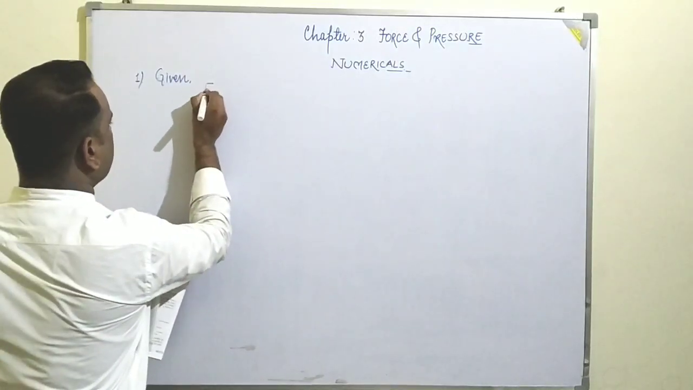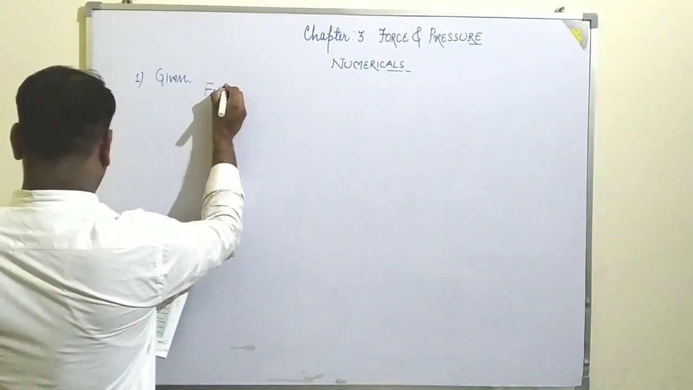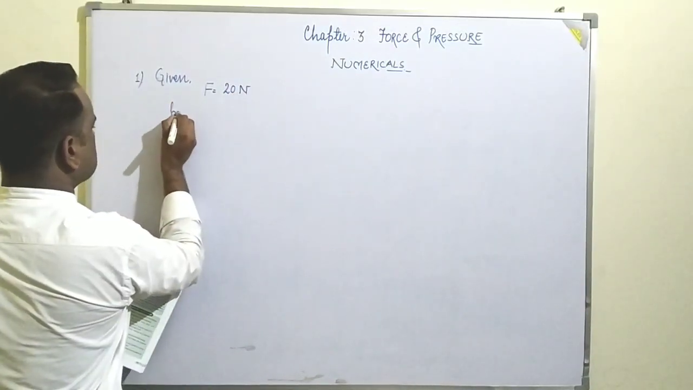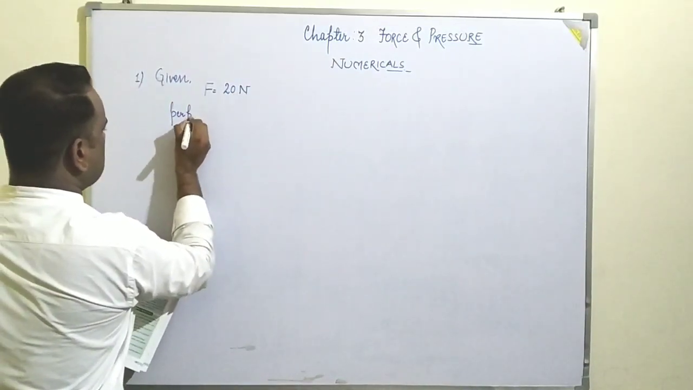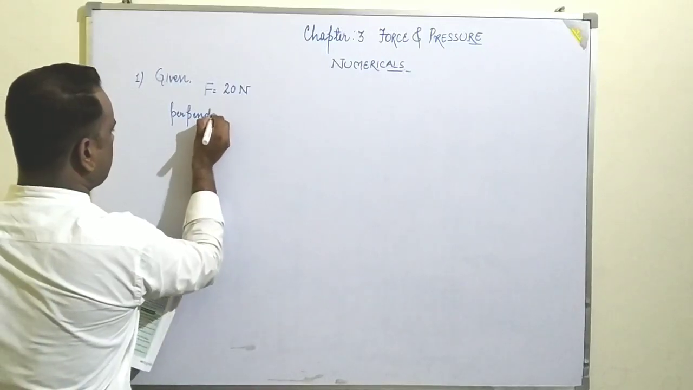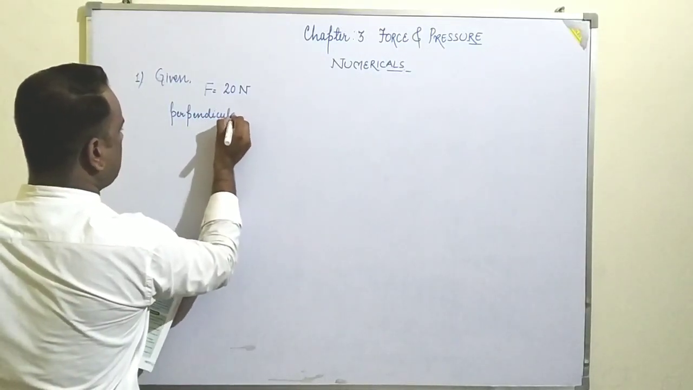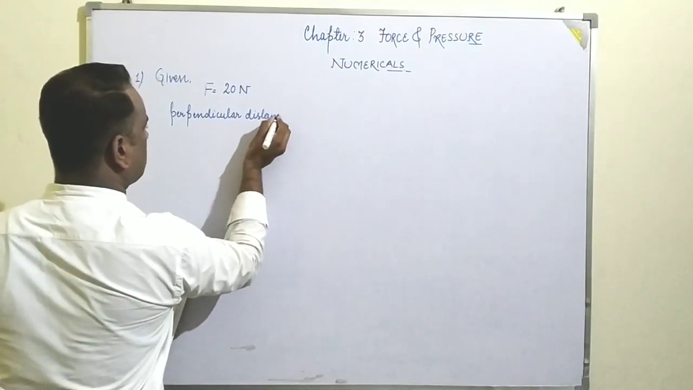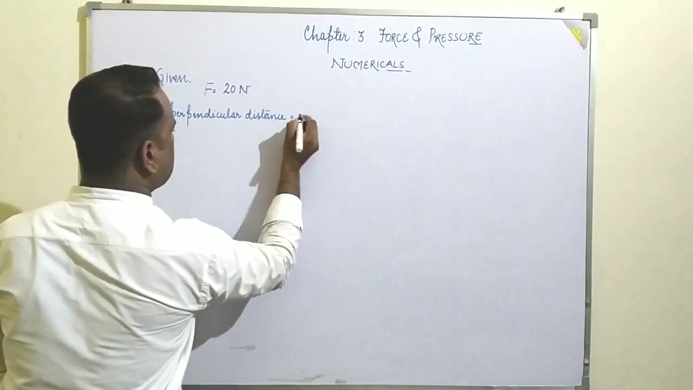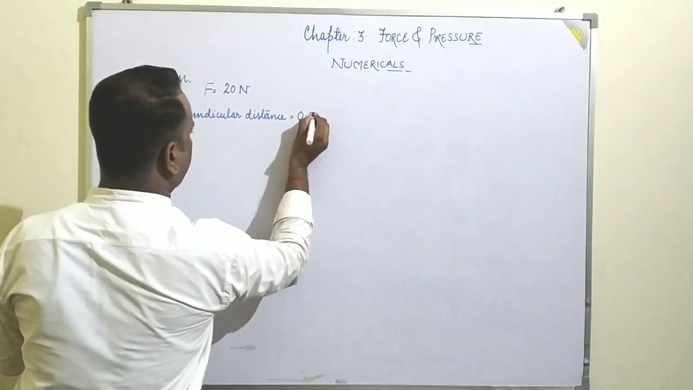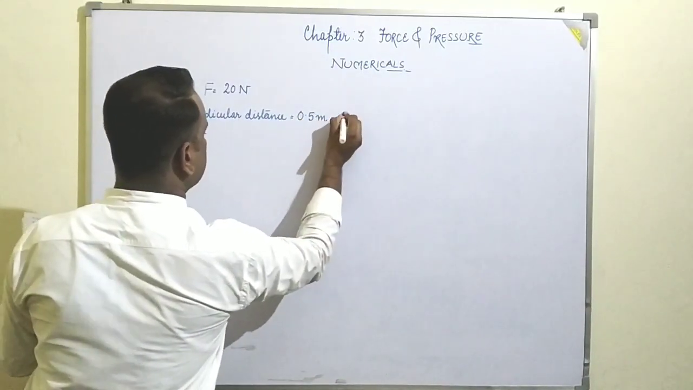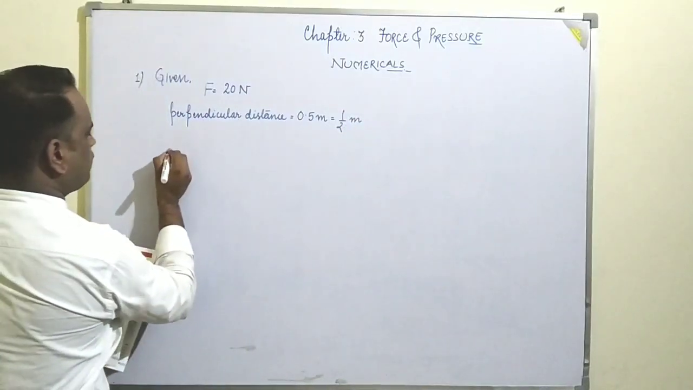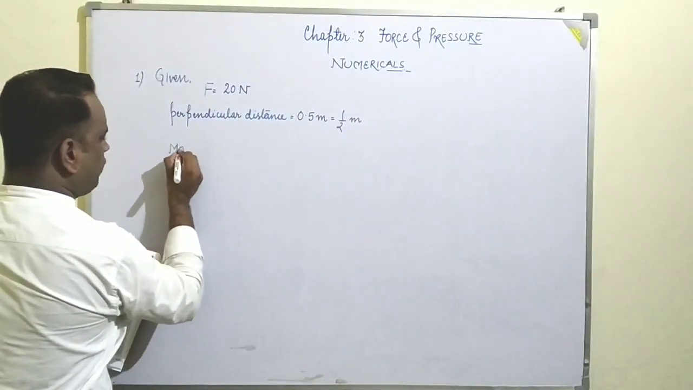Here the force is given as 20 Newton, and the perpendicular distance, the given things first we will enlist, is 0.5 meter. It can also be written as half meter. Okay, so what we have to calculate? We have to calculate the moment of force.